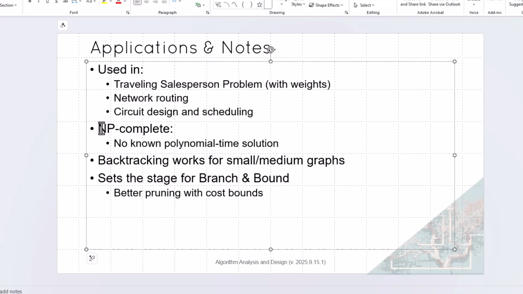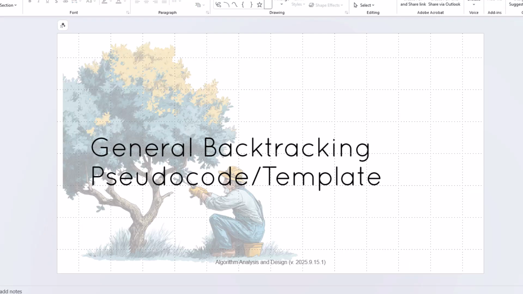Now, some computer scientists think that such solutions do exist. I'd say the majority believe they do not, meaning there's no known polynomial time solution and we don't believe there are, but no one has proven it one way or the other. I'm in the pessimist crowd. I don't believe that there is a polynomial time solution for the traveling salesman problem, the Hamiltonian path, or anything else like that, for optimal solutions, of course. Backtracking works for small to medium graphs and sets the stage for things like branch and bound, with better pruning using cost bounds, when we get to that.